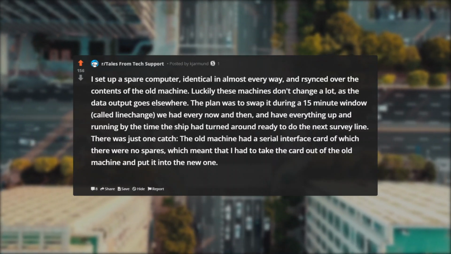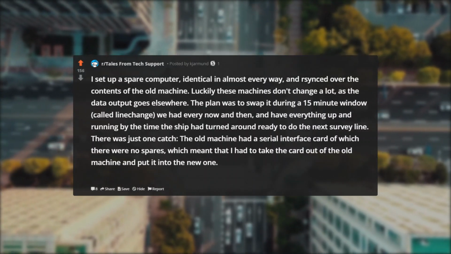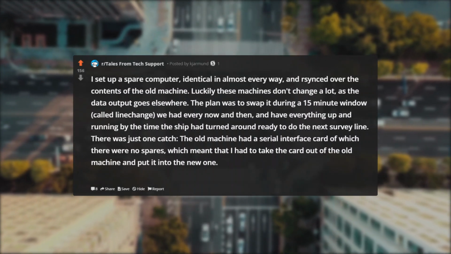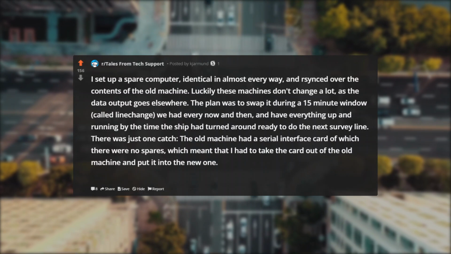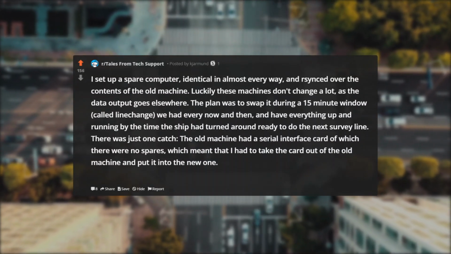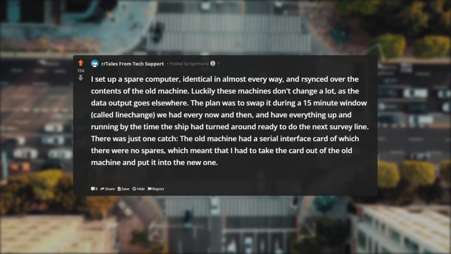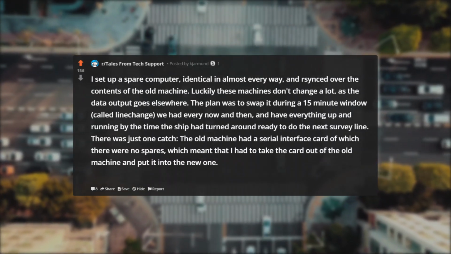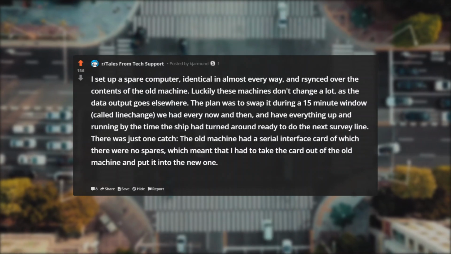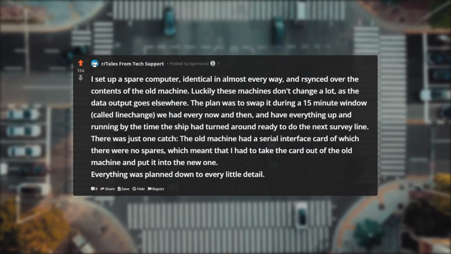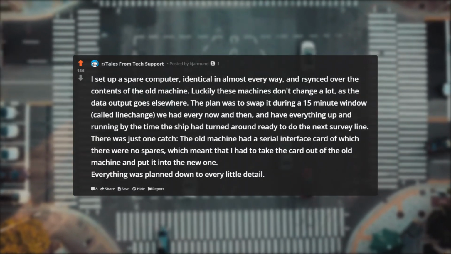The plan was to swap it during a 15-minute window, called line change, we had every now and then, and have everything up and running by the time the ship had turned around ready to do the next survey line. There was just one catch: the old machine had a serial interface card of which there were no spares, which meant that I had to take the card out of the old machine and put it into the new one. Everything was planned down to every little detail.